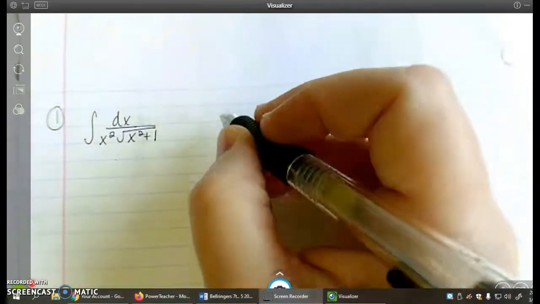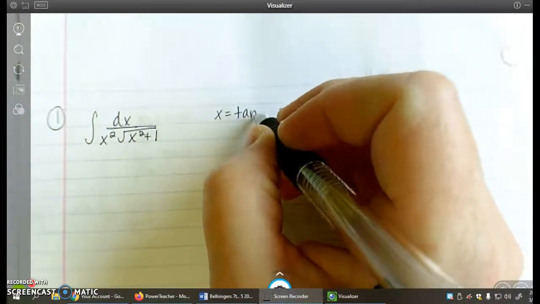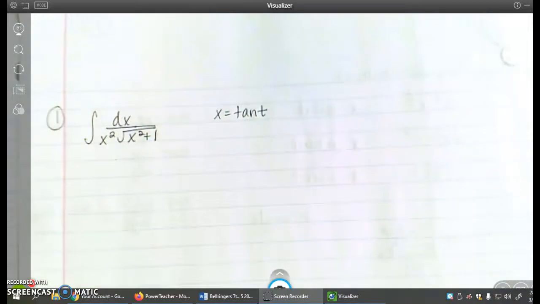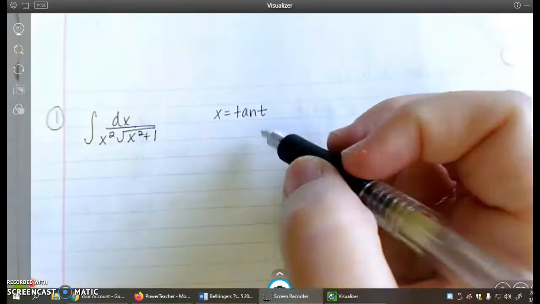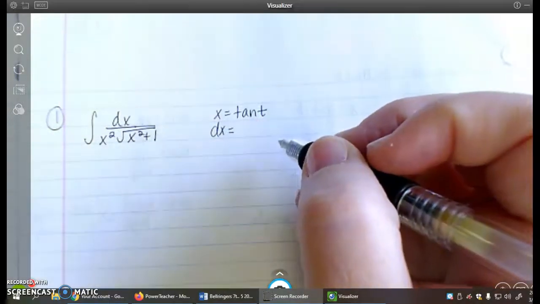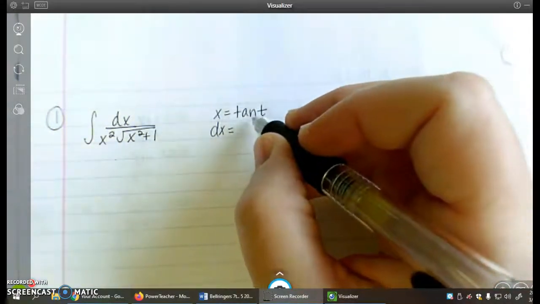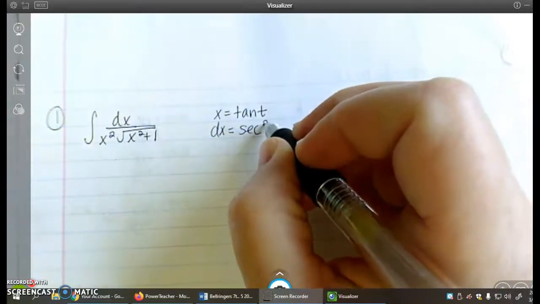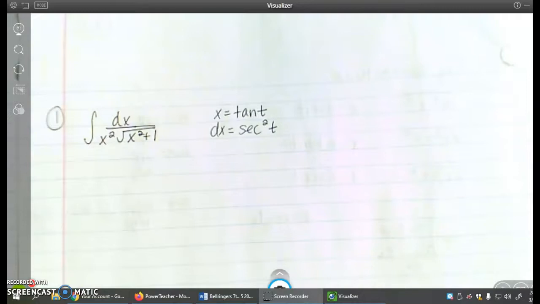So here's what we know. We know that x is going to be tangent of t. Alright, after you figure out what x is, go ahead and find dx. Almost like finding du. We're doing a substitution. It just looks weird. So the derivative of tangent is secant squared. So instead of trying to look and see what you have in the problem to substitute it in, what you're going to do after you get those substitutions is you're going to take x and take dx and substitute it in for every x and dx in the problem.